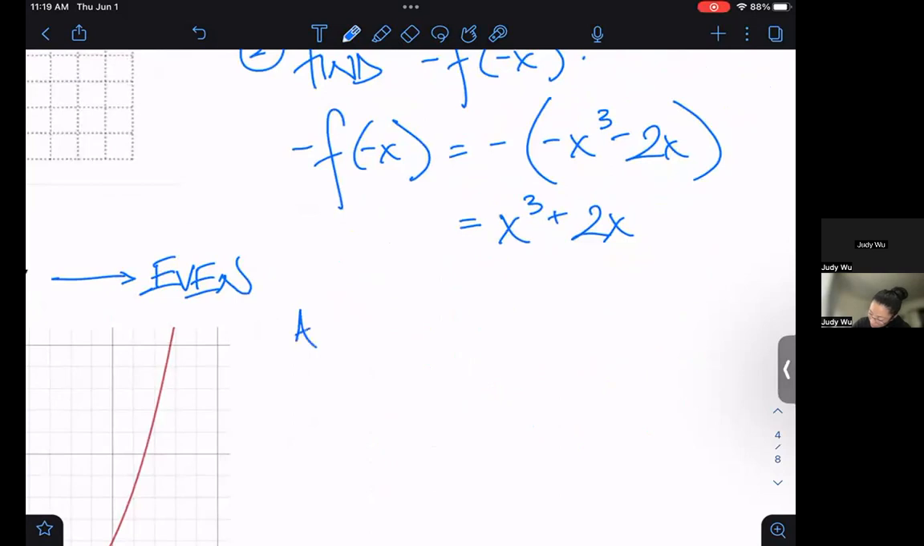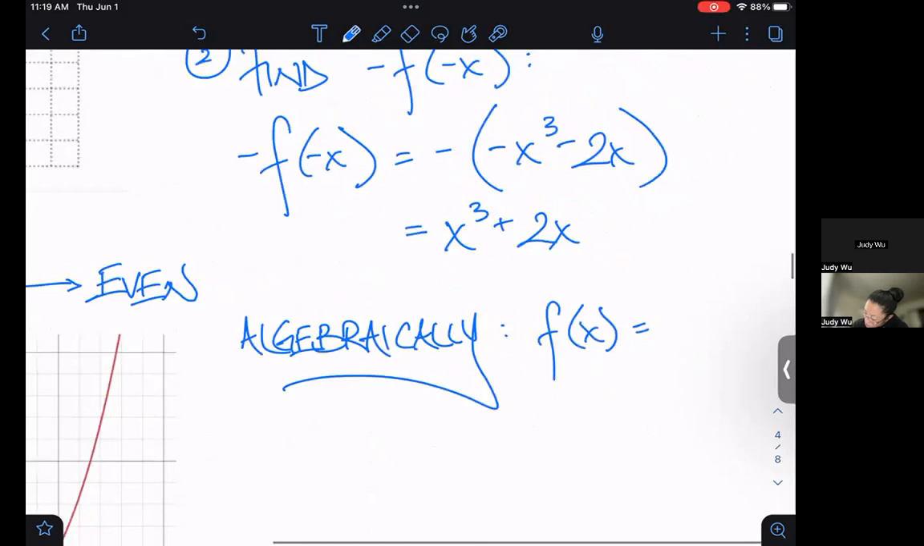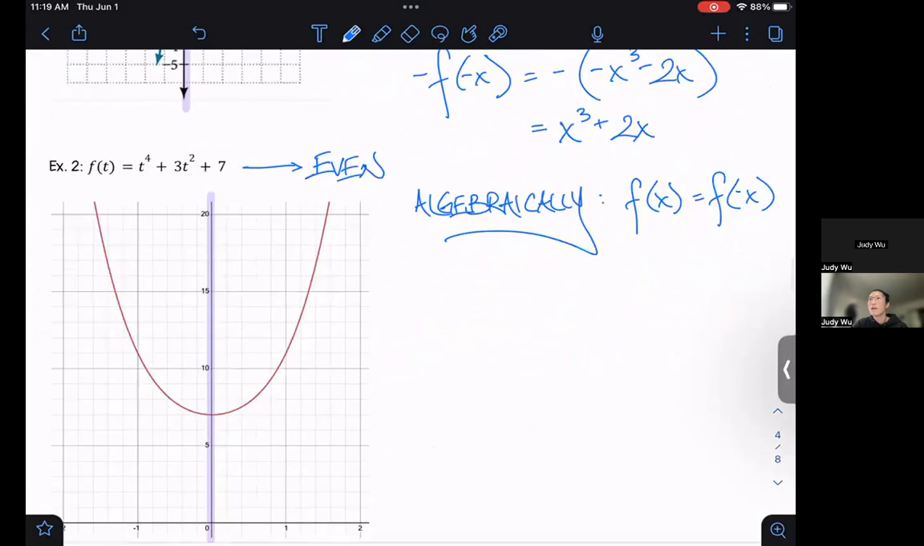So algebraically, we want to show that f of x is equal to f of negative x, meaning if we take our x values and make them positive and negative versions of each other, the y values should still be the same, okay? So this one just has one step. Find f of negative x. And let's see. All right, so in this case, let's actually make that a t. So negative t, all right?